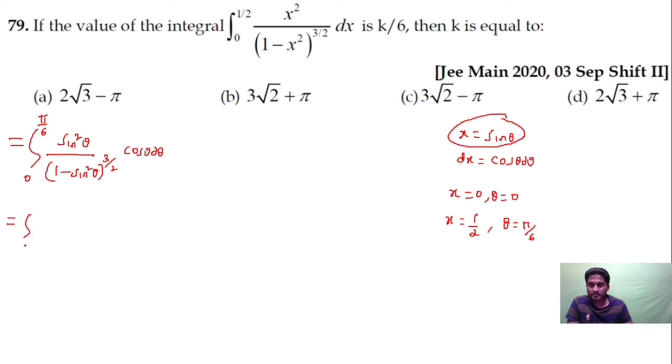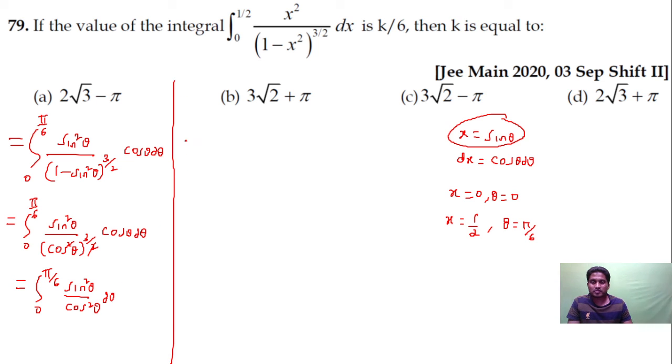Now integration 0 to pi by 6, this is sin square, 1 minus sin square is cos square, whole to the power of 3 by 2, into cos theta d theta. 2 and 2 cancel, cos cube by cos square, cos cube will be equal to cos square, so this becomes 0 to pi by 6 sin square upon cos square d theta, so sin by cos is tan. You get integration of 0 to pi by 6 tan square theta d theta.